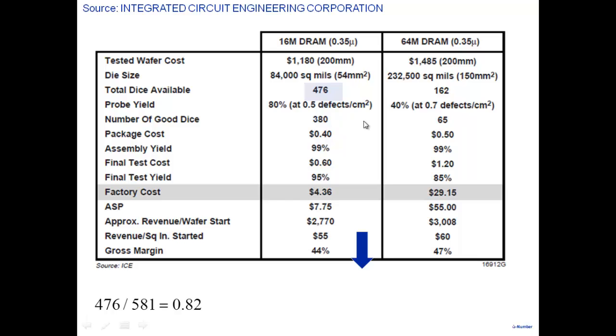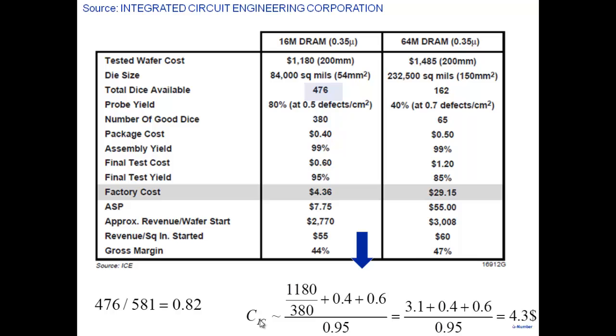All right. The number of good dies. So 476 was what was available. After yield was 80%, the number that was there was 380. Each die was packaged. The cost was 0.4, package cost. And then the assembly and then the testing cost, 0.6. And final test yield, so the total cost of producing that 16 MB DRAM was 4.36 here.